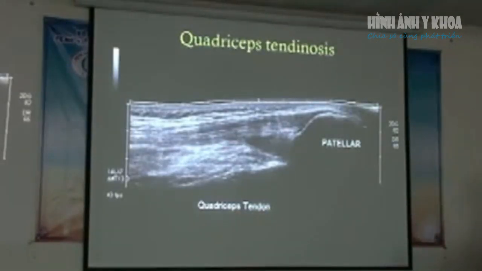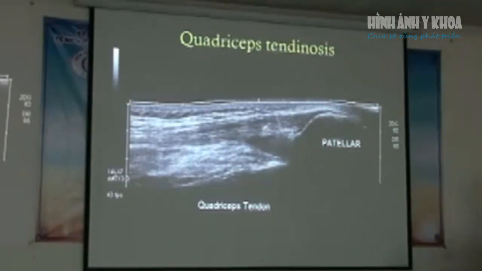Another common anterior knee pathology is quadriceps tendinosis. Bệnh lý thường gặp ở vùng này thì là viêm gân cơ tứ đầu đùi. And the tendinosis has the same appearances as any other tendinosis in the body. You get thickening of the tendon, it becomes decreased in echogenicity, and you can have increase in vascularity. Cũng giống như những gân cơ khác trong cơ thể, khi có tình trạng viêm gân thì sẽ có tăng đường kính, giảm phản âm và tăng sinh mạch máu.